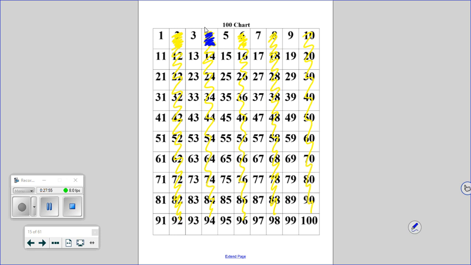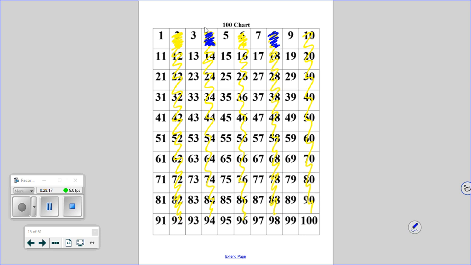Alright, what's 4 times 2? 8. Color in your 8. It is okay that you are coloring on top of another color, because that means your products are the same. That's okay.